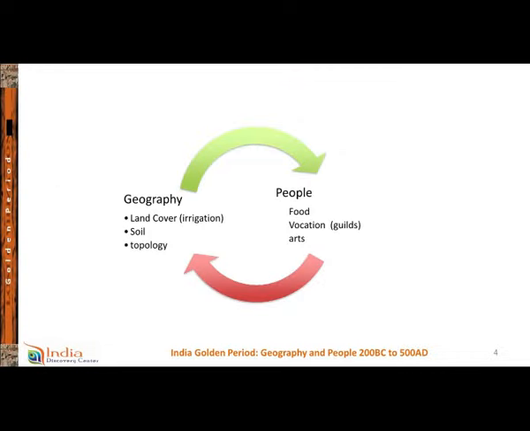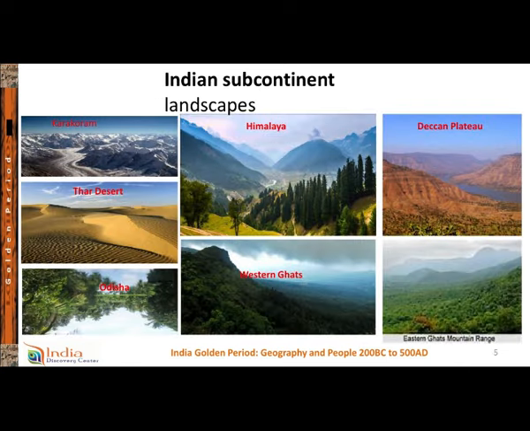So geography, people, land cover, irrigation, soil, topography, food, location, arts. This is just to give you a flavor of the landscape of the Indian subcontinent. It was very difficult to decide which slides to pick, so I randomly did that. First, I'd just like to say a few words about the Himalayas.